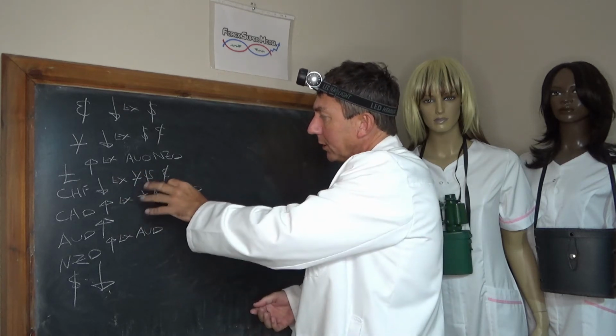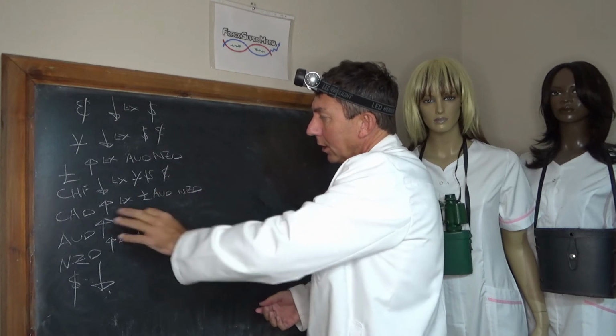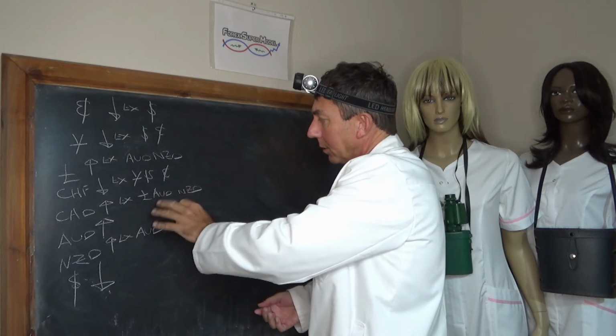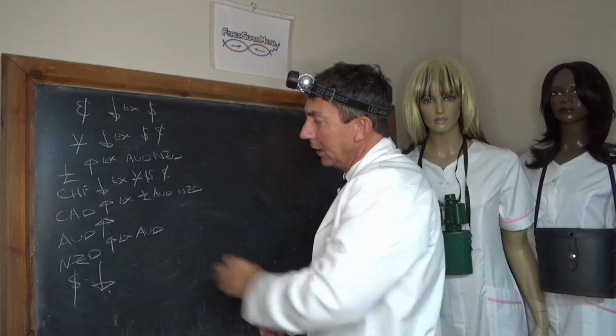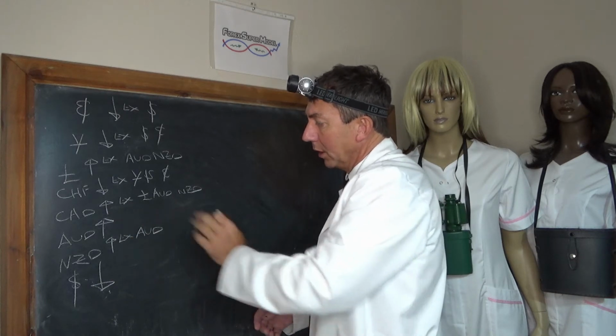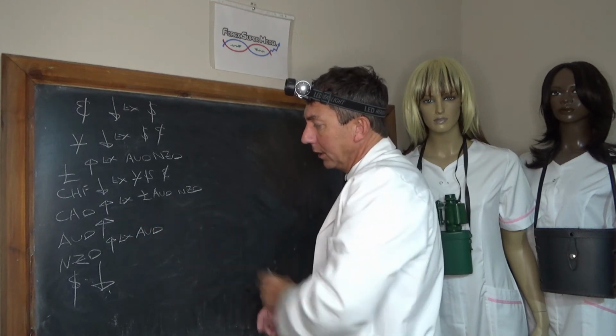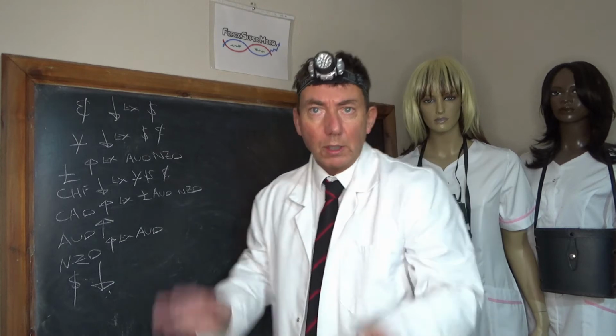The Swiss is weak except against the yen, the dollar and the euro. The CAD is strong except against the pound, the AUD and the NZD. The AUD is strong across the board, the NZD is strong except against the AUD, and the dollar is weak across the board. So what have we got then?